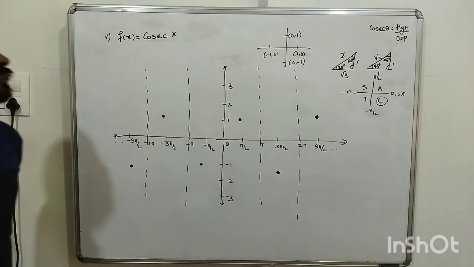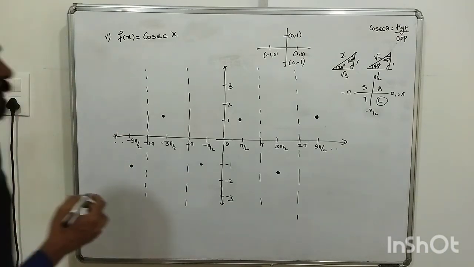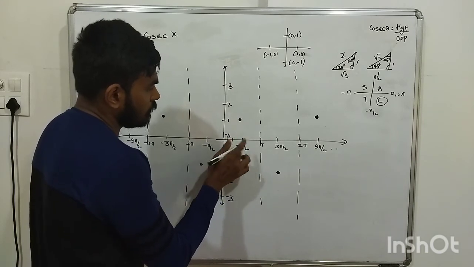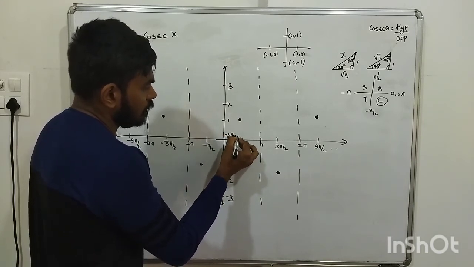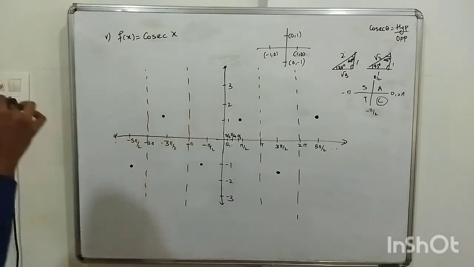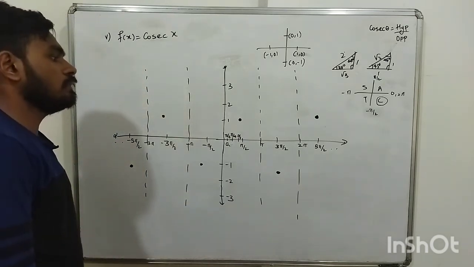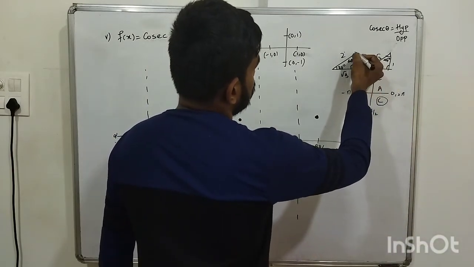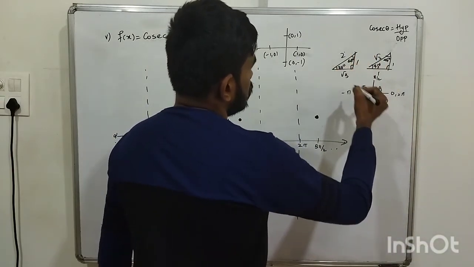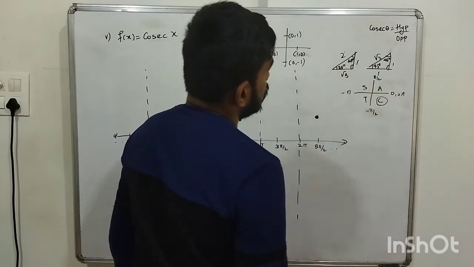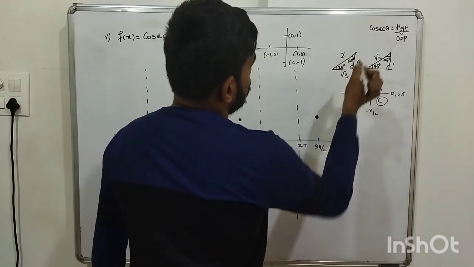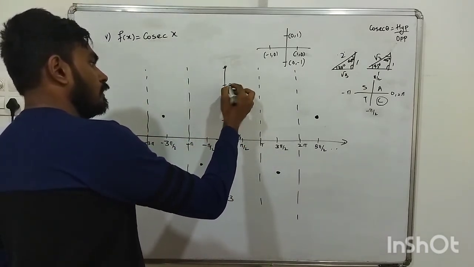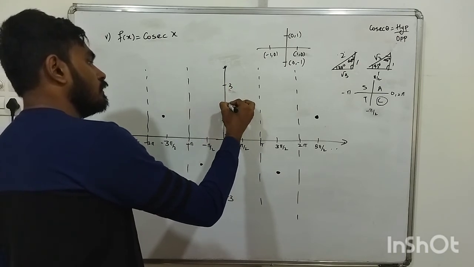Now again we'll check for pi by 4, pi by 6. We'll do it fast now. Pi by 6, pi by 4, and pi by 2, pi by 3. Pi by 2 we have already done. So for pi by 6, what will be the graph? Cosec of pi by 6, that is cosec of 30 degree, is 2 upon 1, correct? It will be somewhere here.